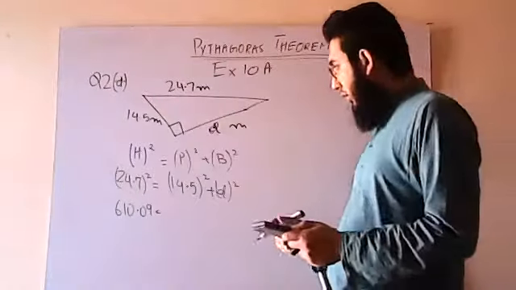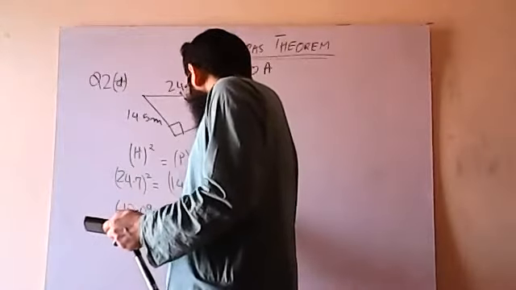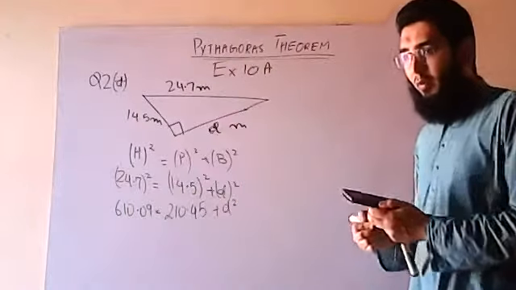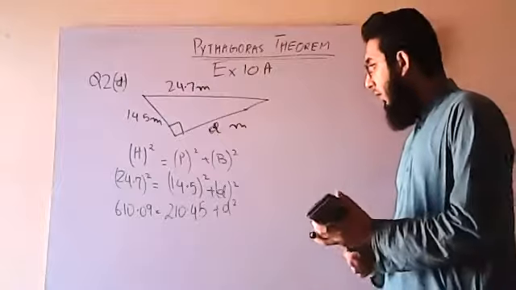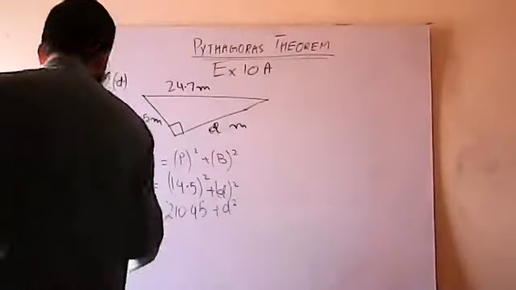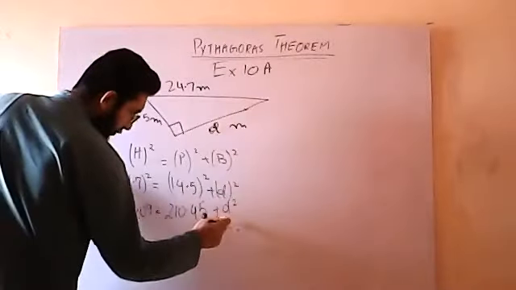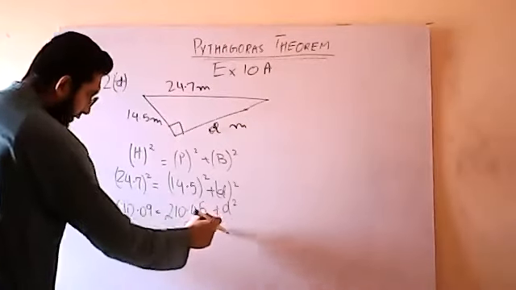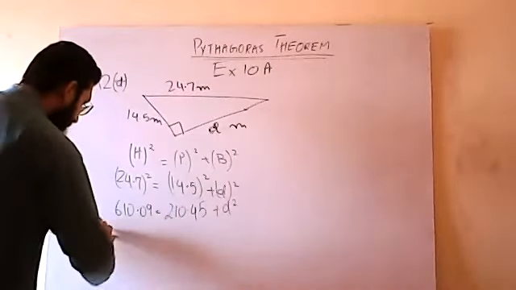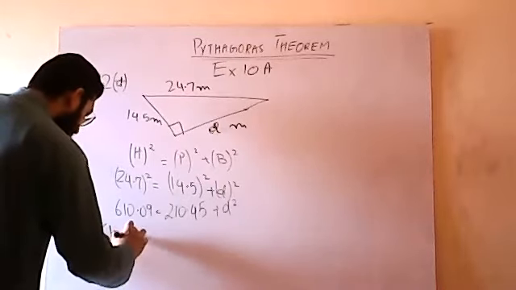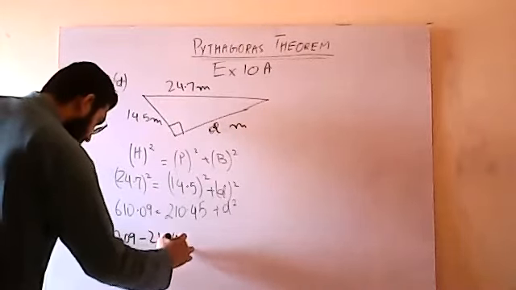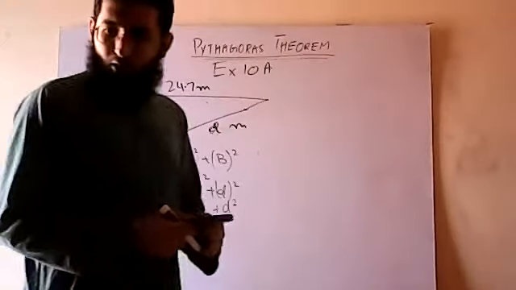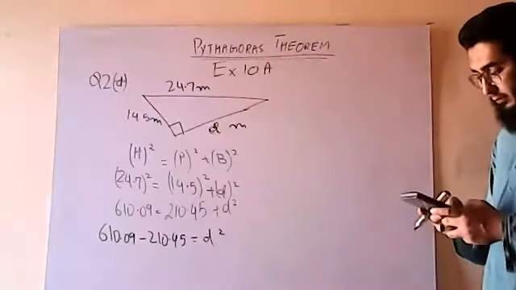For 14.5 I'll be doing the same thing, again the S to D button. It's 210.25 plus d square. Now, whenever I need to find out the value of d, basic algebra: I need to shift this towards the left hand side of the equality sign. It's 610.09 minus 210.25, that is equal to d square.